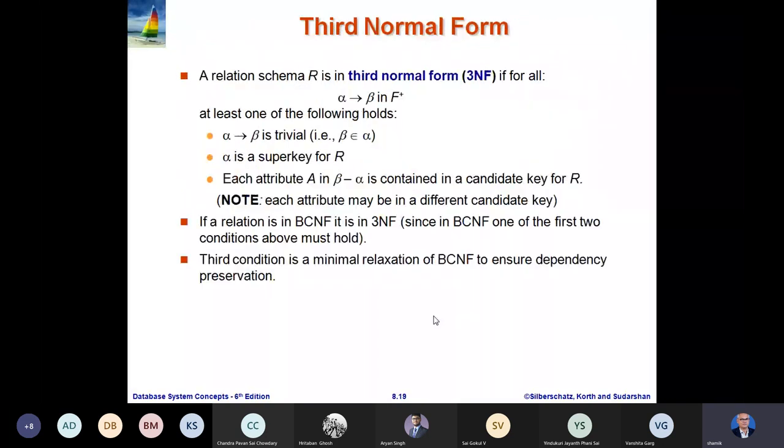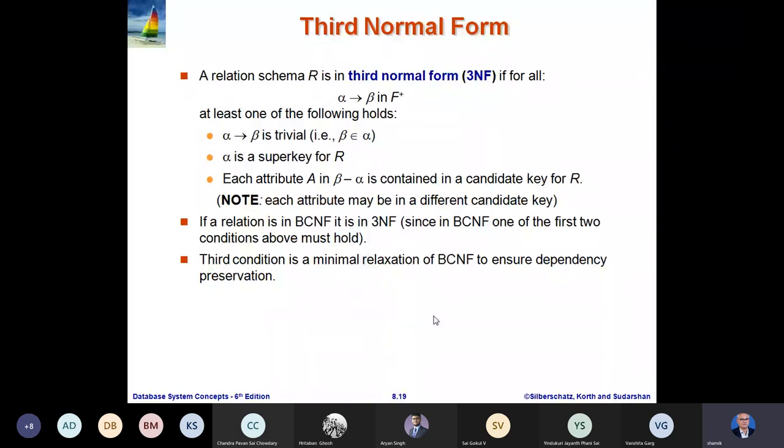So what is this third normal form? A relation schema R is in third normal form, or 3NF, if for all such alpha to beta in F plus, at least one of the following holds. There are three such conditions, and if any one of them holds, that is sufficient to have a schema in 3NF. Of these, the first two are the same as what we had for BCNF. That is, one, alpha to beta is trivial, and two, alpha is a super key of R. The third one, which makes it a weaker form, is that if the third condition is satisfied, then we say that the schema is in third normal form.